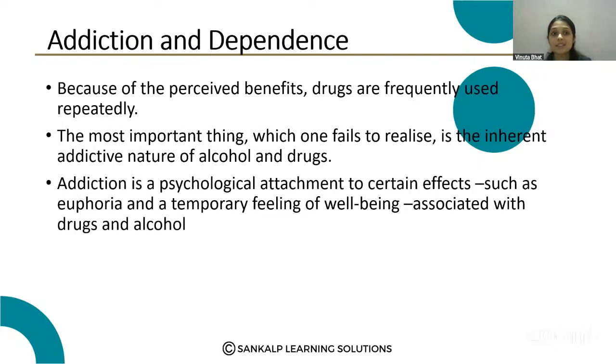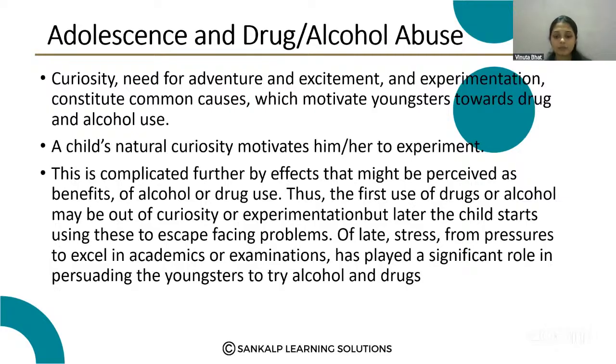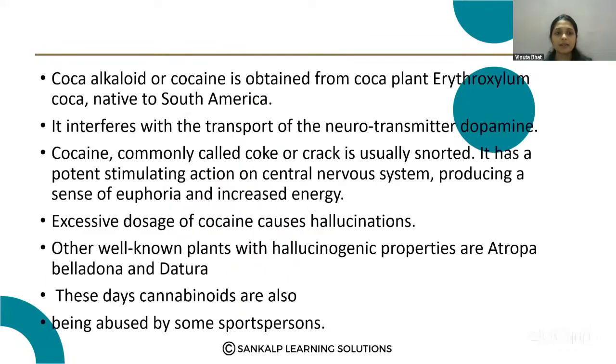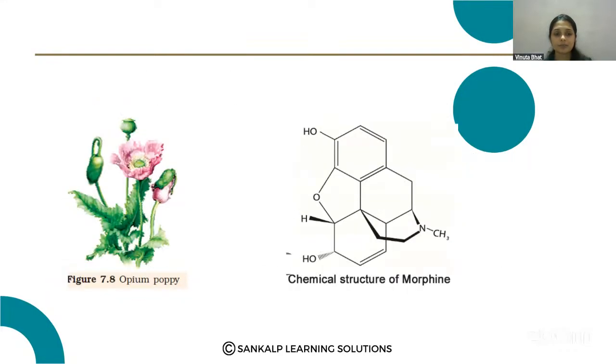So this is how a person gets addicted to drugs and alcohol, what addiction and dependence are, and what the symptoms are if he stops that addiction. That is what we see in this topic. These are all very important topics here.